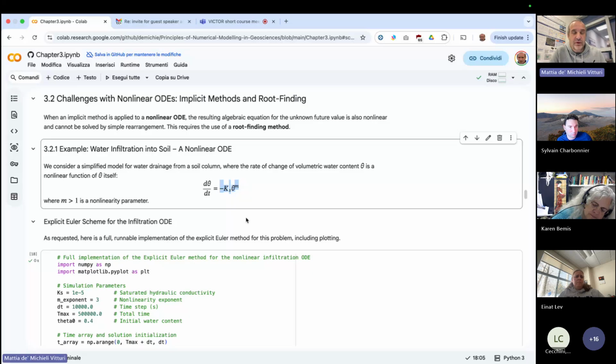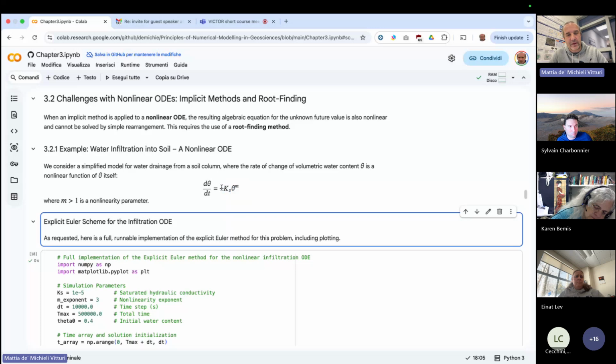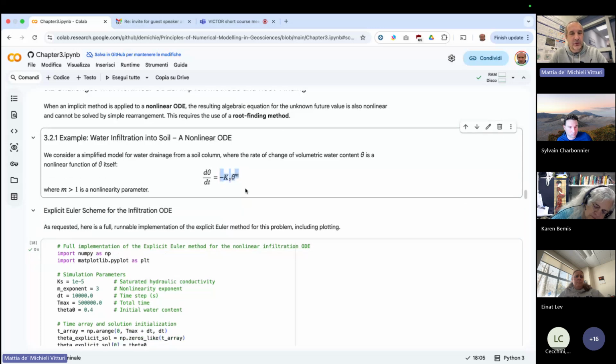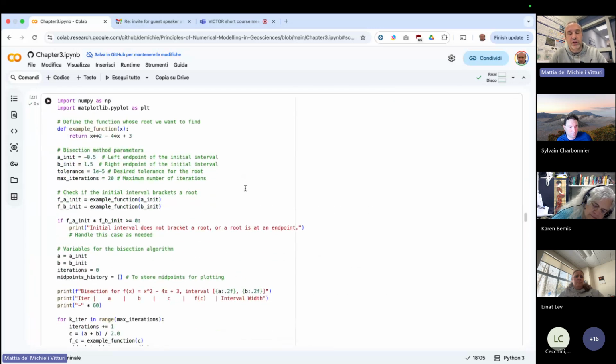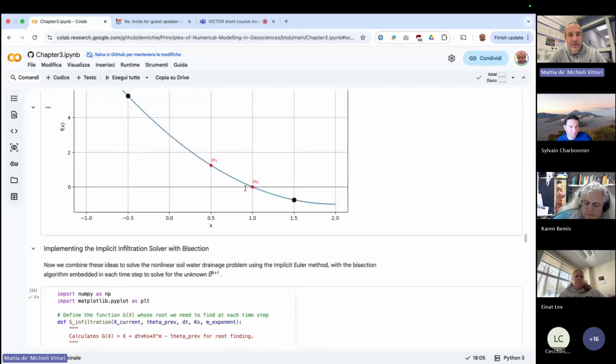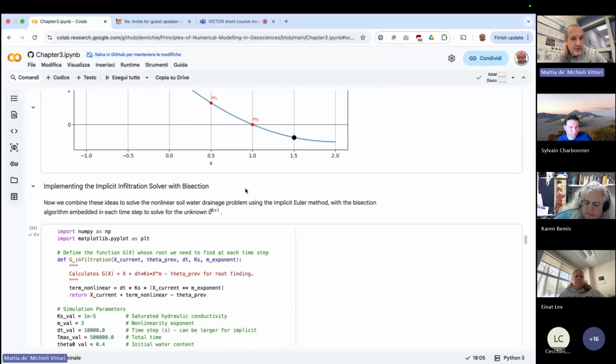But the problem with implicit scheme is that, when the terms on the right are nonlinear, it requires solving a nonlinear equation, which is not always simple. We have seen one method, the bisection method, to solve this nonlinear problem. But in general, and also when you have more than one equation, you will have to solve not just a nonlinear equation, but a system of nonlinear equations, which becomes even more difficult.